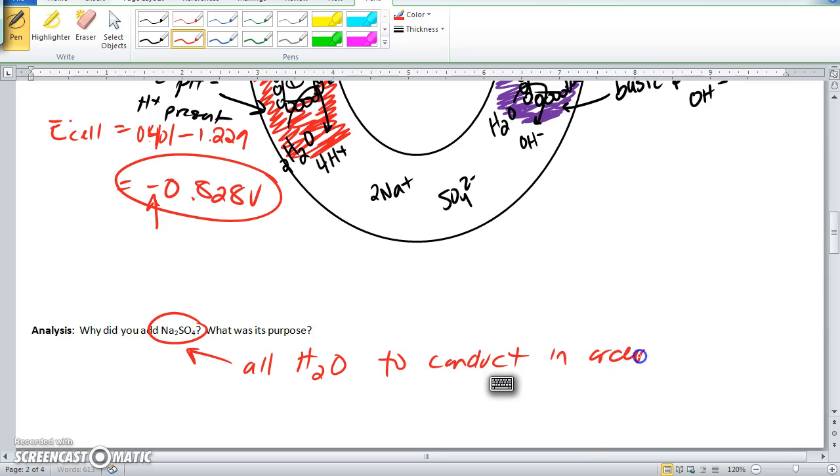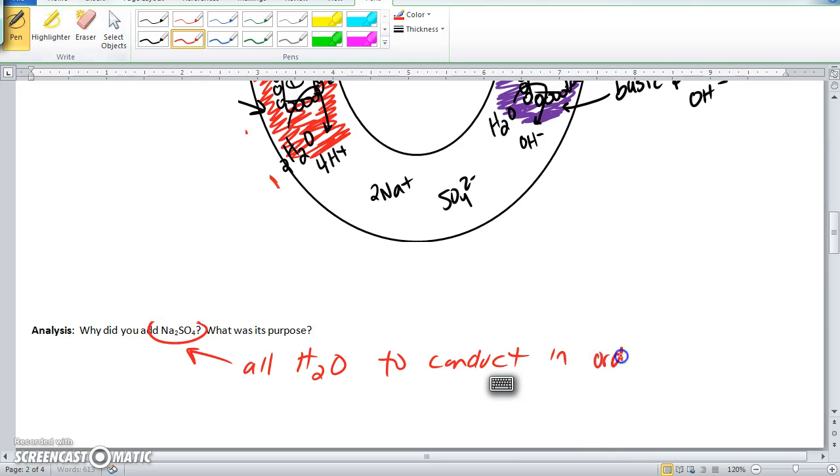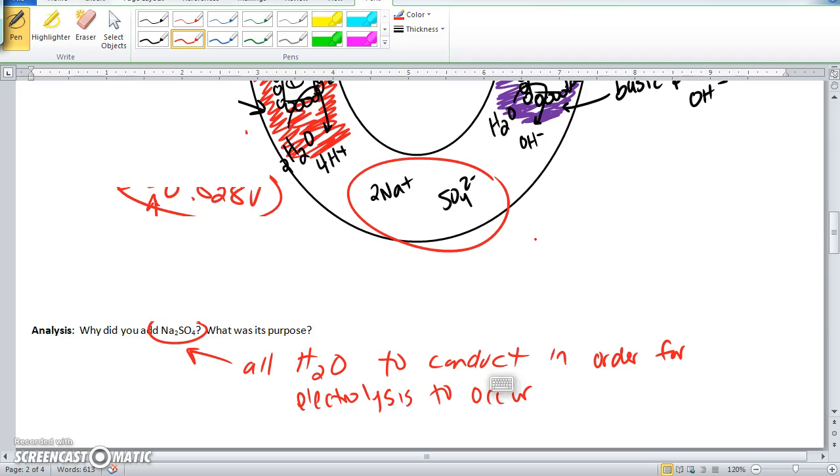in order for the electrolysis to occur. So these are just our spectator ions. They're not doing anything. They're not being oxidized, not being reduced. They're just allowing the electric current to pass. That's their only purpose in this whole lab.